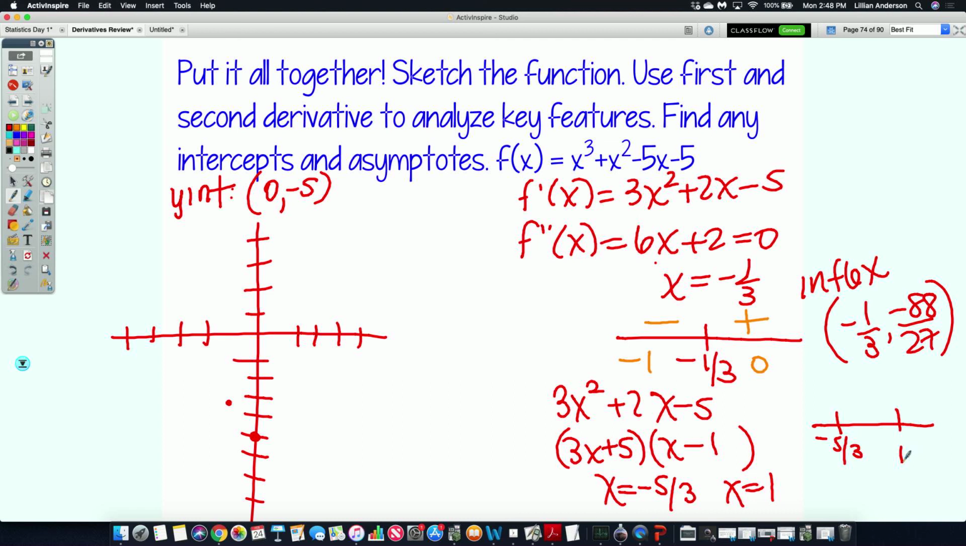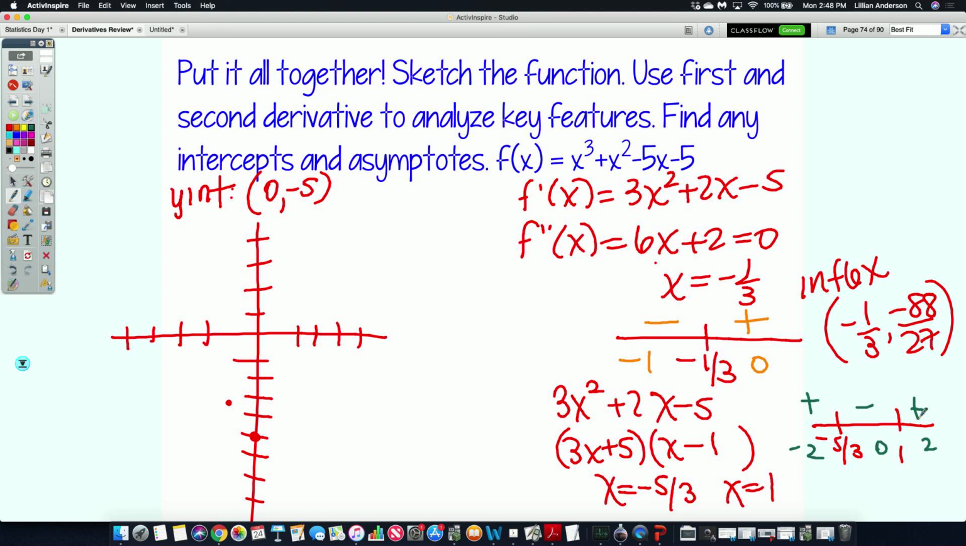I'm going to plug in these green test points: -2, 0, 2. Where am I going to plug them into? The first derivative. Positive or negative when I plug in -2? Positive. When I plug in 0? When I plug in +2? So that means I have a turning point at -5/3 and some value, and 1 at some value. Did anybody find the coordinates for that?